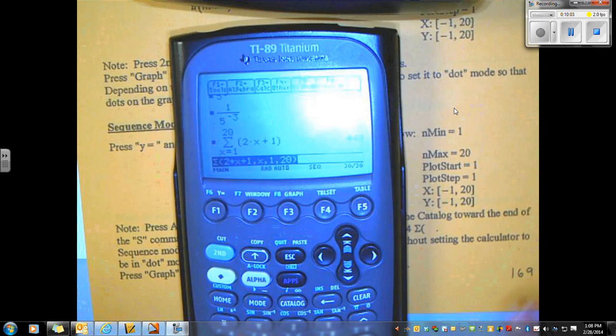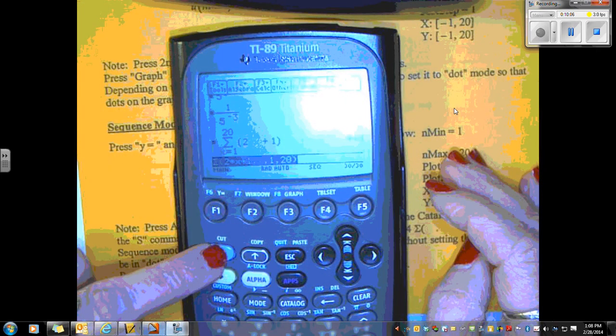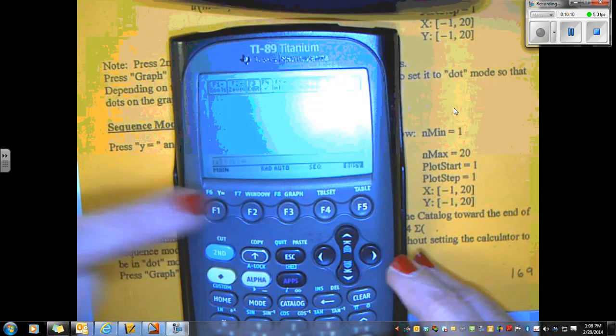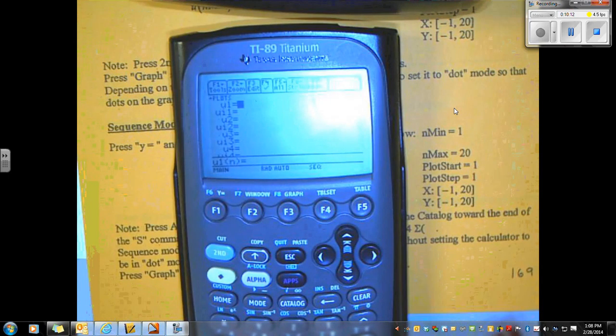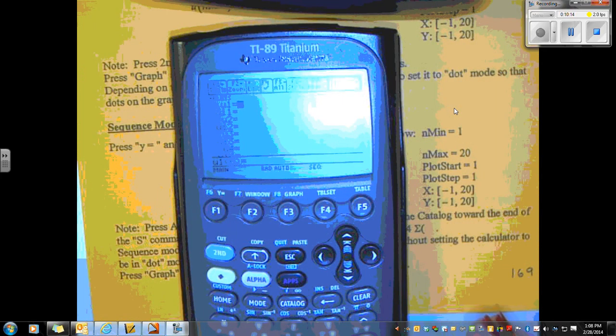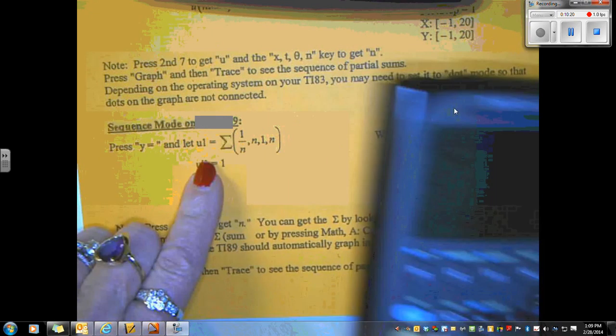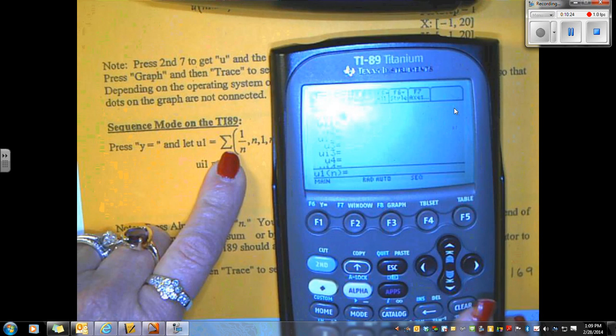Then press Y equals. Second F1. No, that's not it. Diamond F1. See, I don't use this very often. You see the little U ones there, Brandon? This is what you asked about yesterday. There's the U's. Okay, now it says, let U1 equal sum.